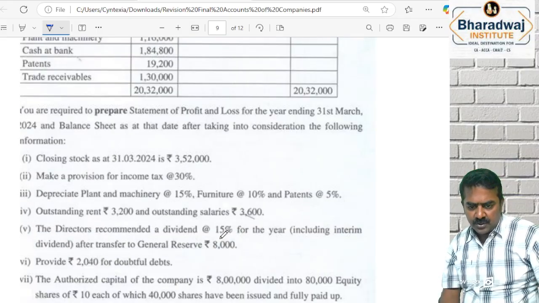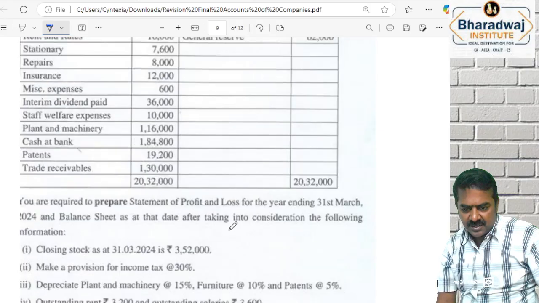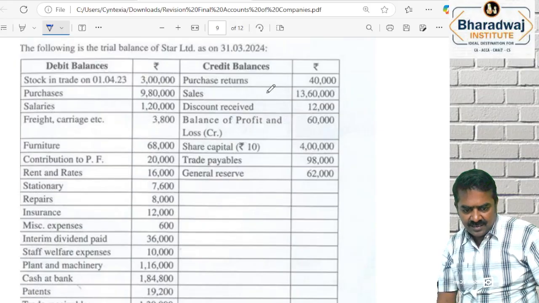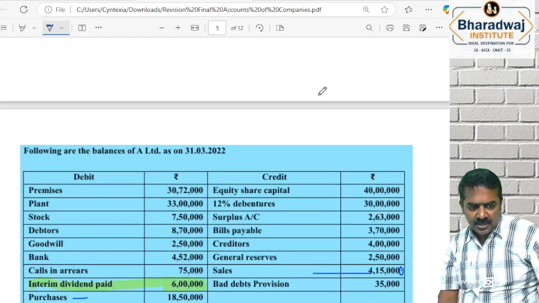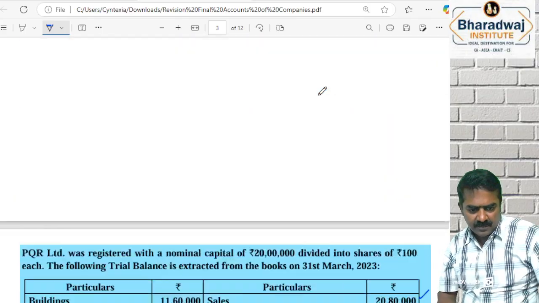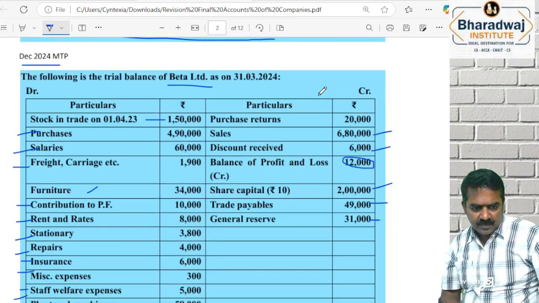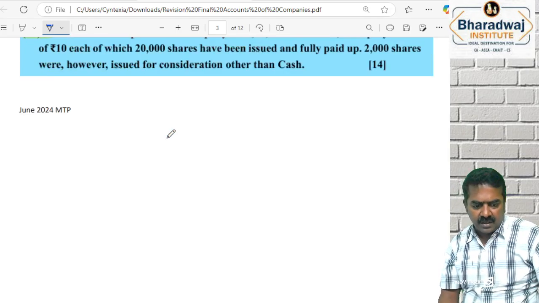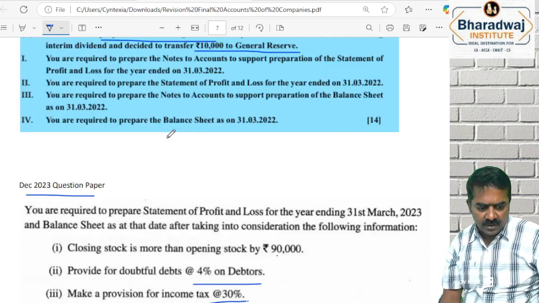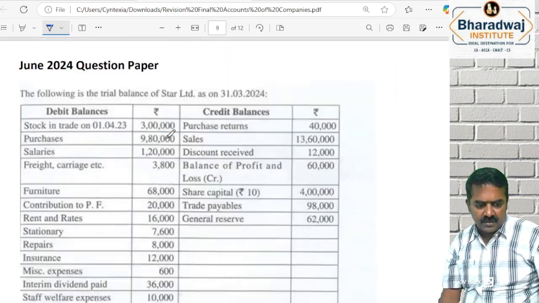This question is also similar to which question? We would have done a similar exam question. This type of question. The December 2024 MTP. It will be the same. Only numbers are different. You can check.